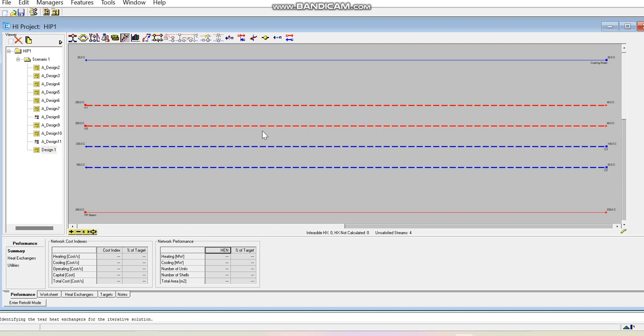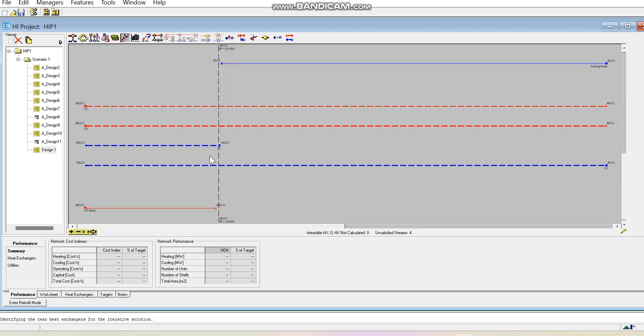So this is the grid diagram. If you want to see the pinch, just click on show hide pinch lines. So this is the pinch, now shown, where the temperature of the cool stream is 140 and the hot stream is 150 degrees. Okay, now we are going to place our designs here.